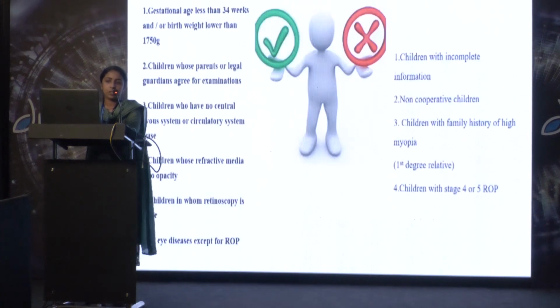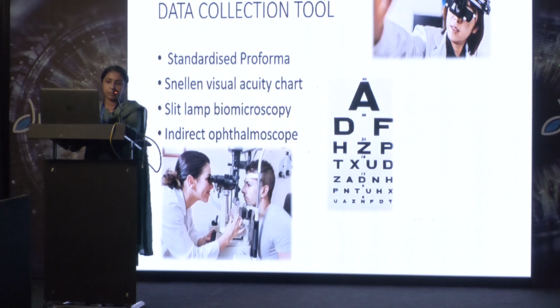After receiving consent from the parents and taking assent from the children, I used a standardized proforma to derive socio-demographic details and past treatment history. Then the best corrected visual acuity was measured with the help of Snellen's visual acuity chart, and a detailed ocular examination was done with slit lamp biomicroscopy and indirect ophthalmoscope.